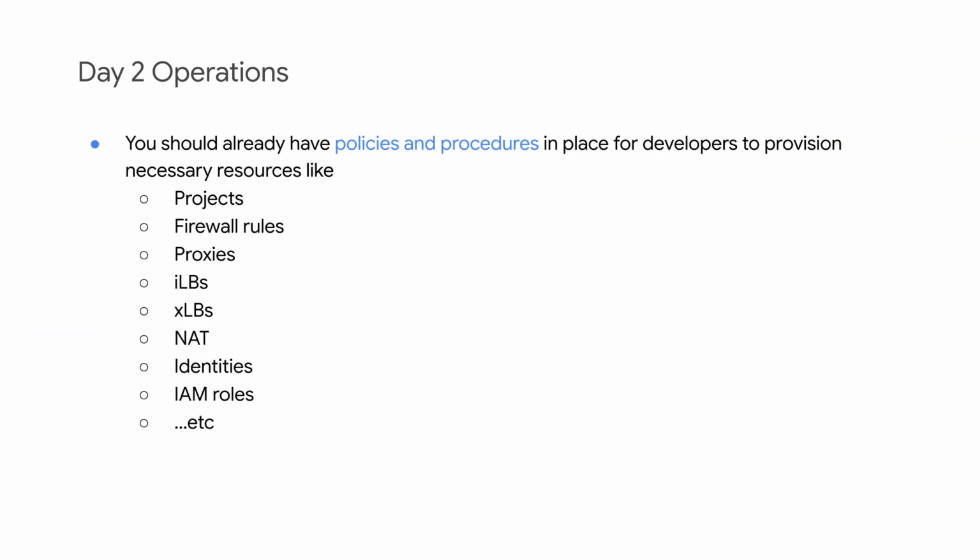The last day 2 advice I'll give is to define policies and procedures for VPCSE provisioning if you haven't already. By that I mean, you should already have policies and ticketing systems in place for the procurement of things like projects and identities and network controls, etc., etc. Replicate those processes for VPCSE so developers have a defined procedure to follow when a legitimate flow has to cross your organizational boundary via a managed service.